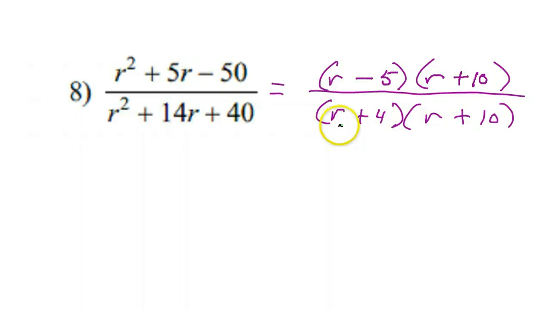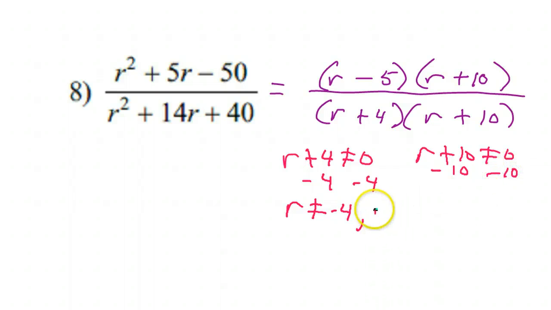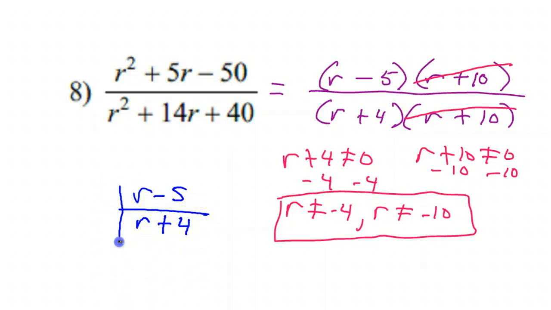As far as the restrictions, both of these are going to give me an excluded value, because r plus 4 cannot equal 0, and r plus 10 cannot equal 0. Subtracting 4 from both sides, r cannot equal negative 4. Subtracting 10 from both sides, r cannot equal negative 10. So those are the restricted values. Once I cancel out the r plus 10s, that's going to leave me with r minus 5 over r plus 4. Okay, that's it for number 8.